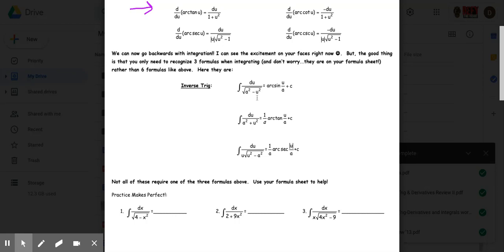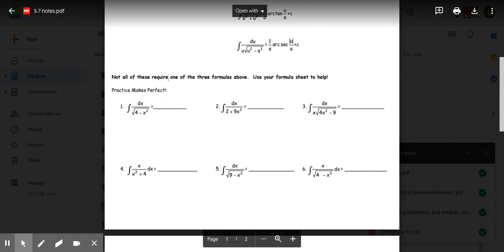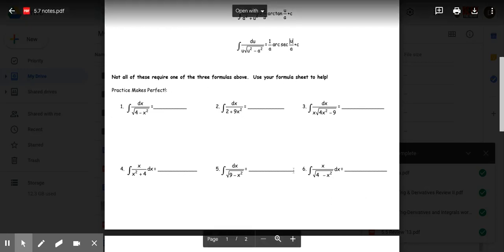So basically, when all else fails, when you can't just use u and du, you think, well, is it one of these 3 integrals that integrates to inverse trig? Okay, so not all of these below require one of the 3 formulas above. Use your formula sheet to help. Remember that formula sheet is listed under classroom, so you should have that printed out or somewhere close to you that you can keep referring back to it.